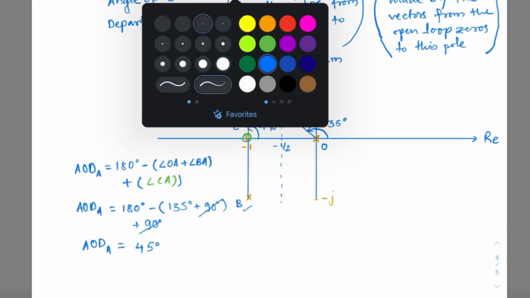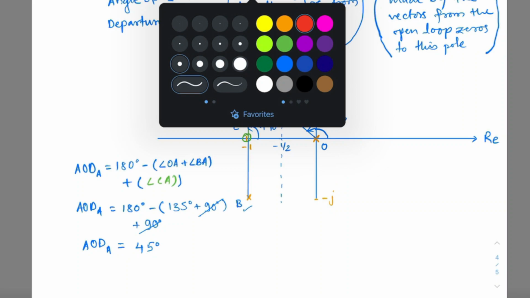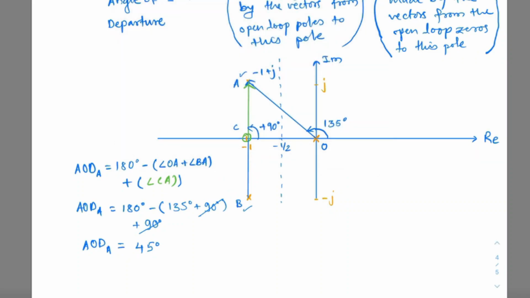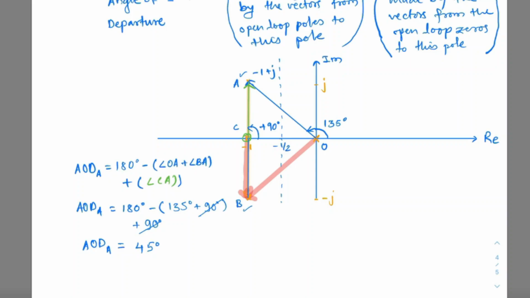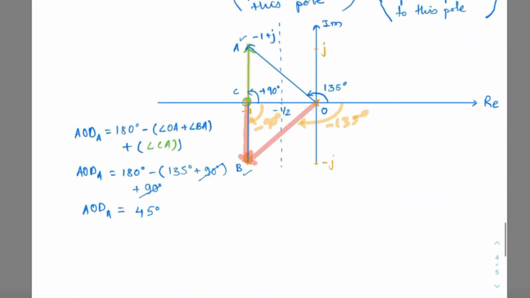Similarly, now if we say, let's use a marker, if we draw this, and if we draw this, and if we draw this as well, we have this angle to be minus 90 degrees, this angle to be minus 135 degrees. So this is in essence the mirror of the point A.